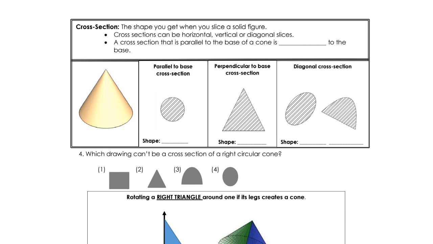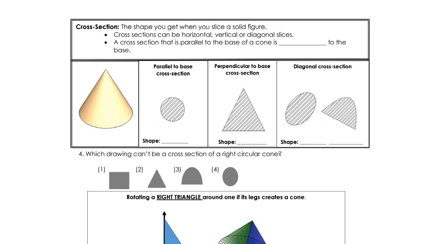Okay, so just like the last two solids that we did, we had to talk about cross sections and slicing the three-dimensional solid to see which two-dimensional shape we get when we pull the two pieces apart after our slice. We have to talk about cross sections with cones as well. All right. So cross sections again could be whichever way you want to slice it.